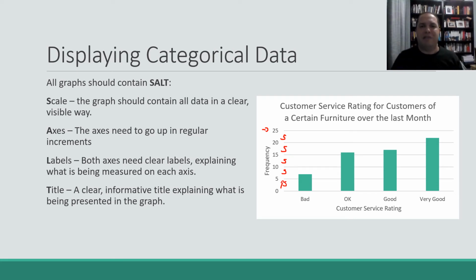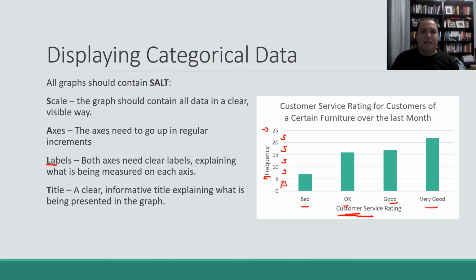And if we're measuring a discrete variable, for example, the increments would need to be the same if we're measuring that on our horizontal axis anyway. L stands for labels. So we need to have clear, concise labels on each axis and also for each of our bars in our bar graph. So clear labels explaining what is being measured on each axis, and clearly labeling each bar.